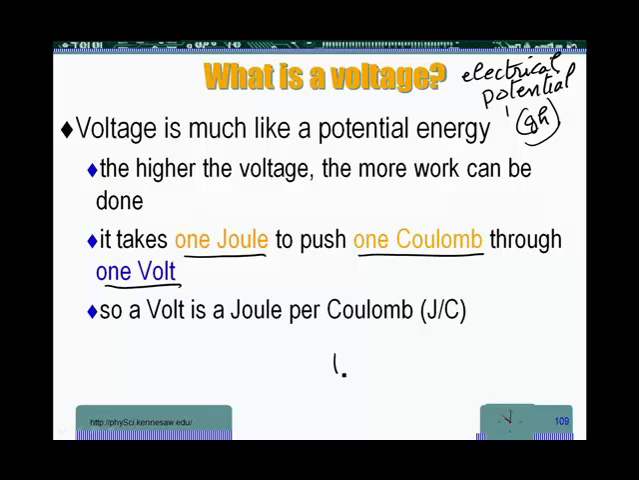So the electrical potential energy is Q times V, where V is the electrical potential, Q is the charge, and the electrical potential energy is U. So it takes 1 joule to push 1 coulomb through 1 volt.